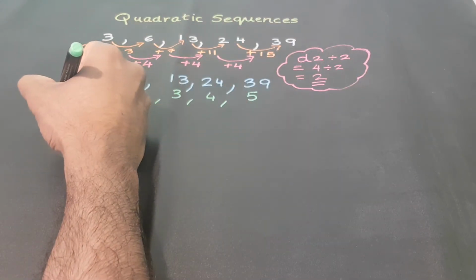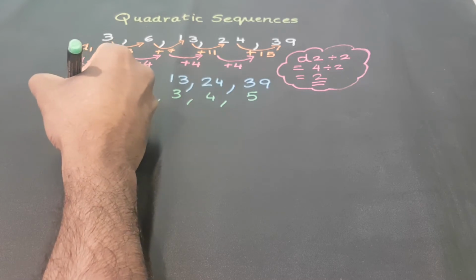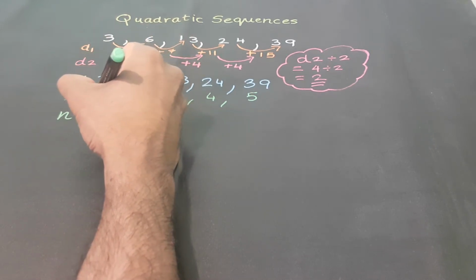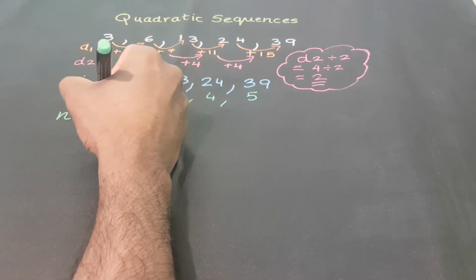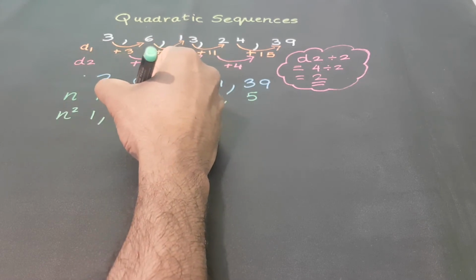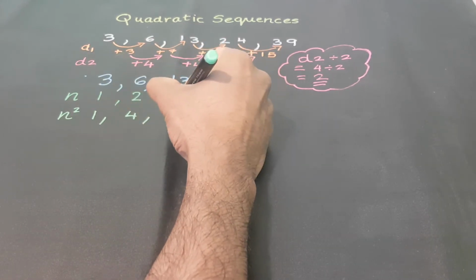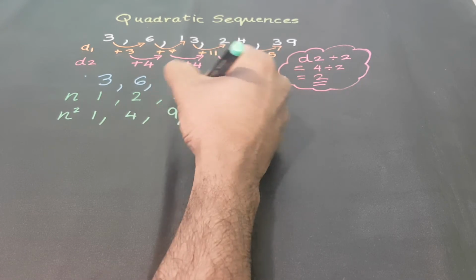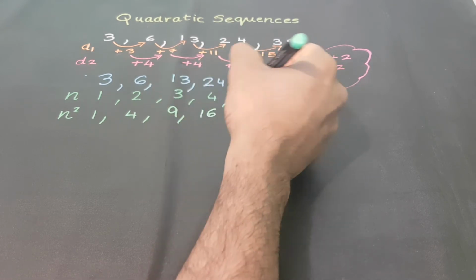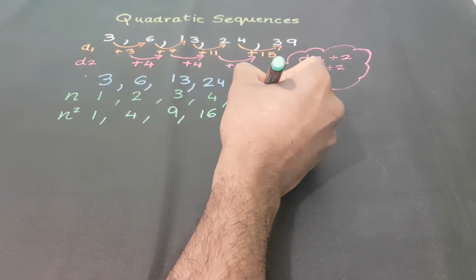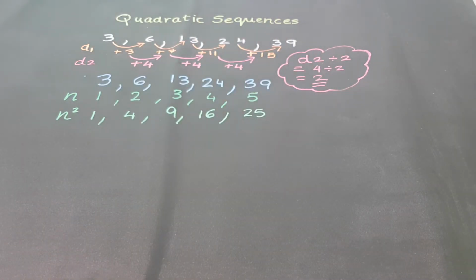And because we're dealing with quadratic sequences, I'm going to square my n's. So 1 squared is 1 times 1, which is 1. 2 squared is 2 times 2, which is 4. 3 squared is 3 times 3, which is 9. 4 squared is 4 times 4, which is 16. 5 squared is 5 times 5, which is 25.